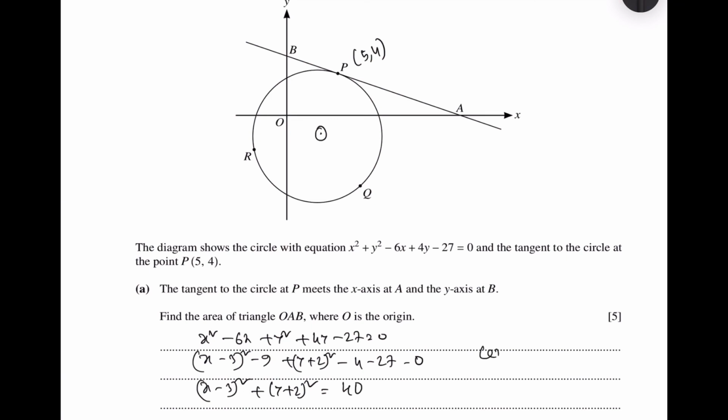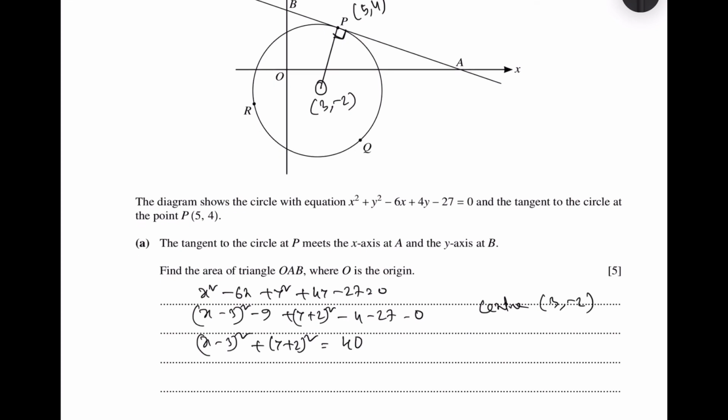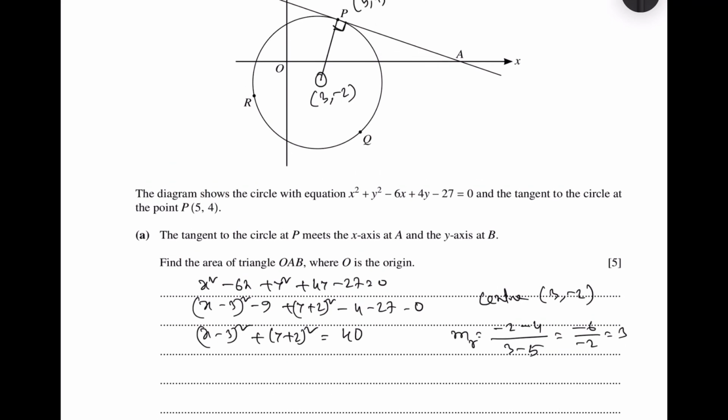So center is, we know, so we can easily find out the gradient. This is the center, 3 minus 2, gradient of this radius, gradient of radius equals to minus 2 minus 4 over 3 minus 5, so minus 6 divided by minus 2, that is 3. So gradient is 3. So gradient of AB, since it is tangent to the circle, perpendicular on the radius, so it will be negative 1 by 3.